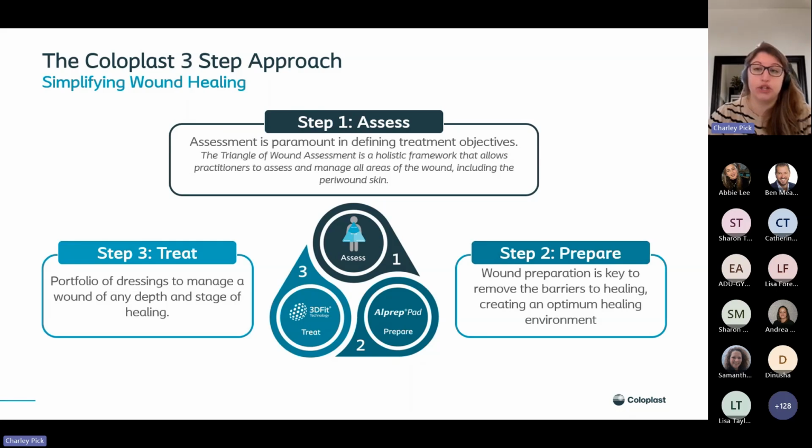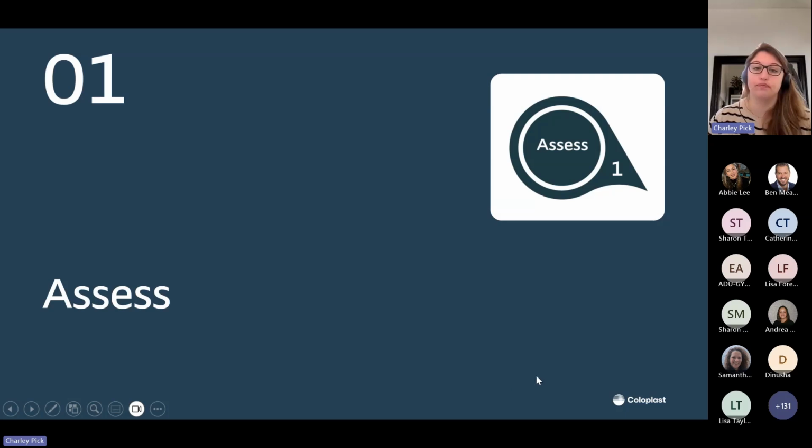And once you've done step 2, prepare, you may well go back to your step 1 and reassess that wound, because you might have removed some of those barriers to healing. You might have removed some of that slough or devitalized tissue, and you might have a better idea of what's going on with that wound. And then you move on to step 3, which is your treat. So that's your portfolio of dressings to manage a wound of any depth and stage of healing. And we will go through this in more depth as we go through today's webinar.